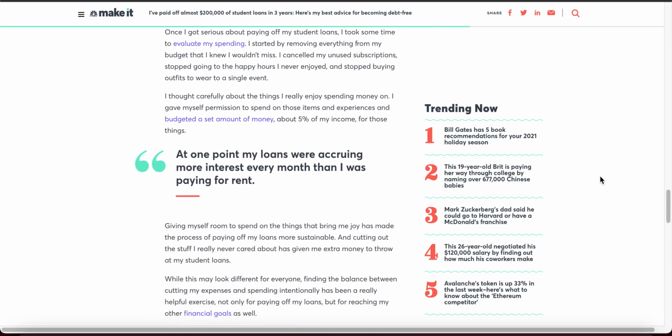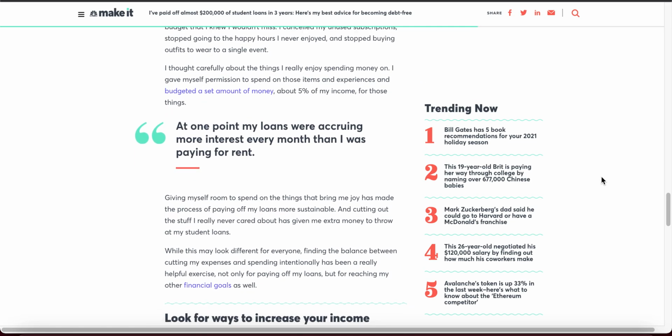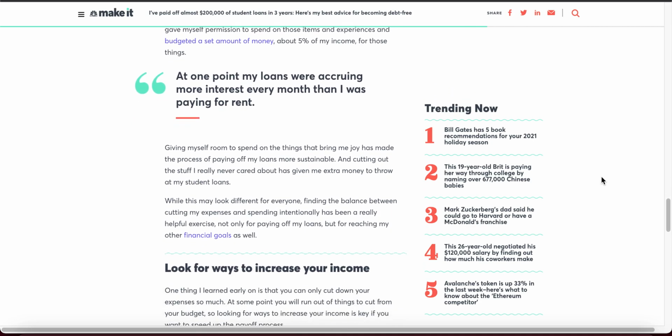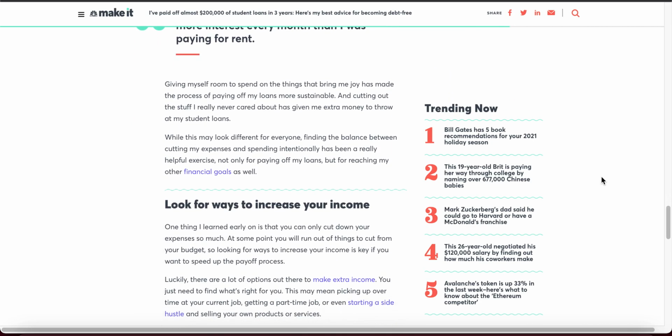Giving myself room to spend on the things that bring me joy has made the process of paying off my loans more sustainable. And cutting out the stuff I really never cared about has given me extra money to throw at my student loans. While this may look different for everyone, finding the balance between cutting my expenses and spending intentionally has been a really helpful exercise, not only for paying off my loans, but for reaching my other financial goals as well.